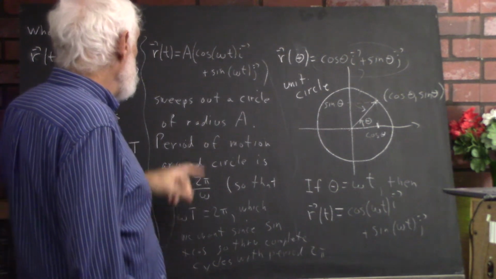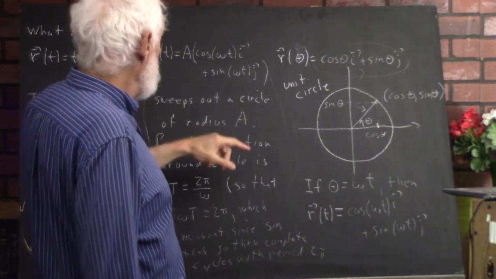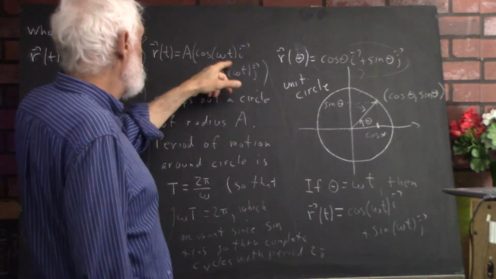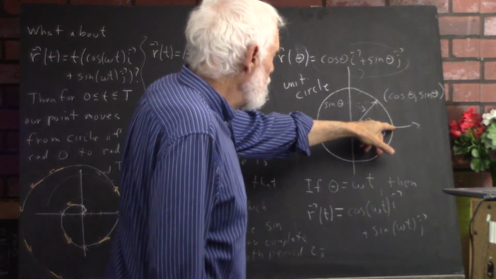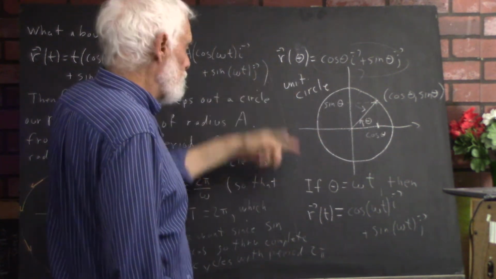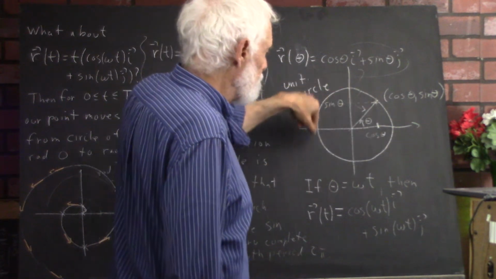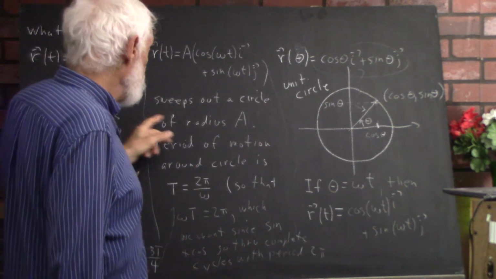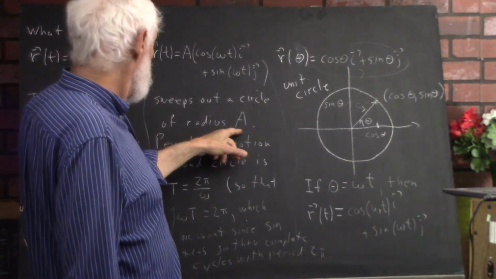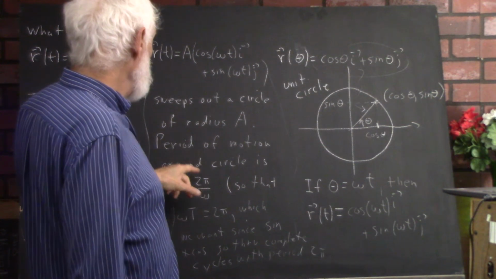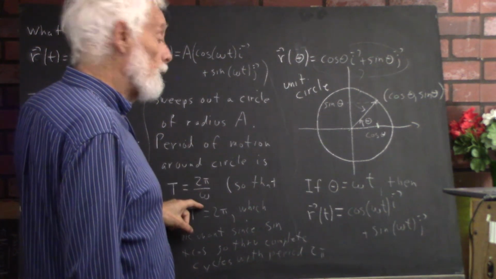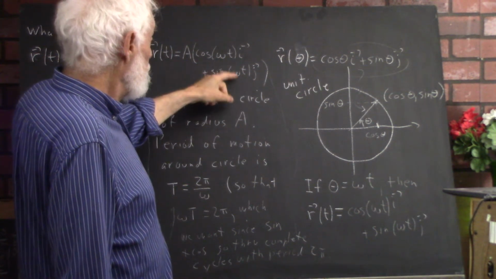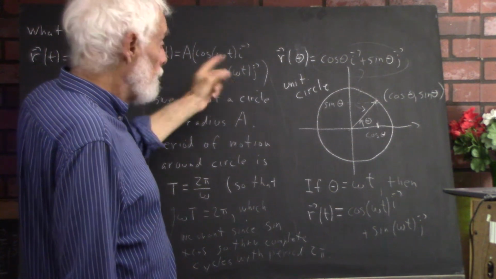Okay, now if omega is a positive constant, then when t is 0, we're at position 0, and then as t increases, theta, which is equal to omega t, is going to increase, and we're going to eventually go around the circle. It turns out then that we sweep out a circle of radius a. The period of the motion is t equals 2 pi over omega. Why is that? Because when omega t changes for both of these functions by 2 pi, you've completed a circle.